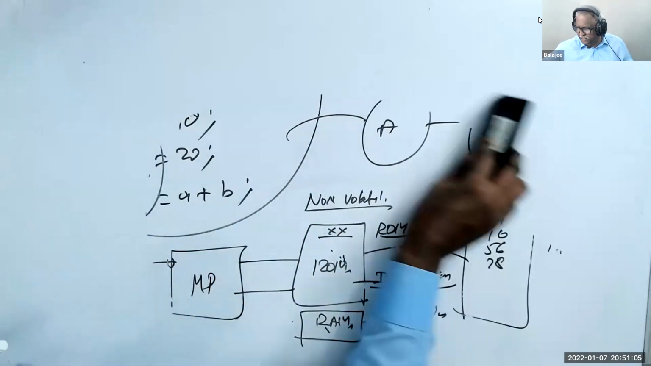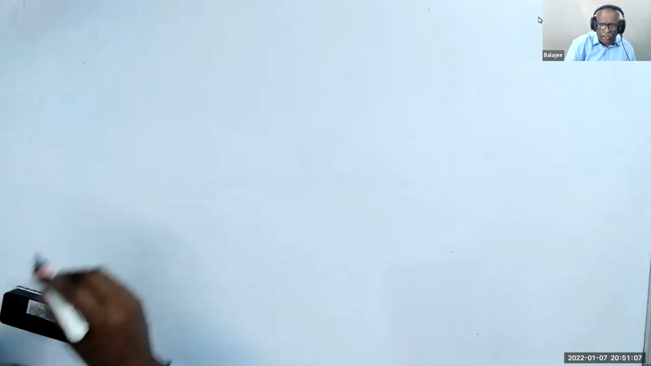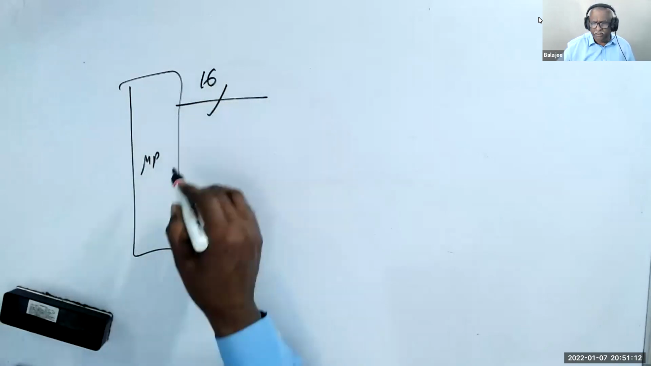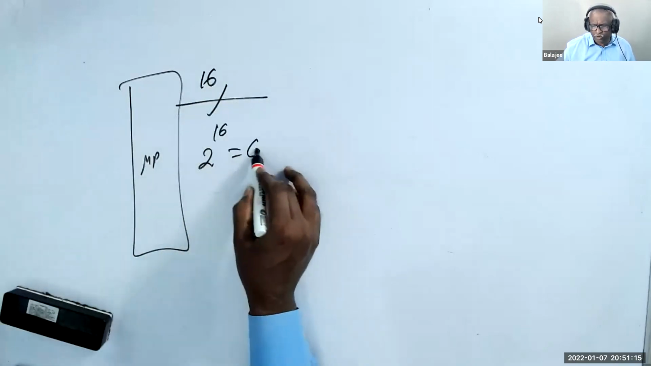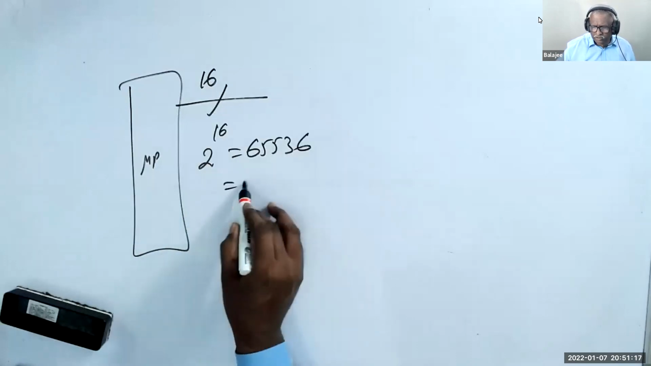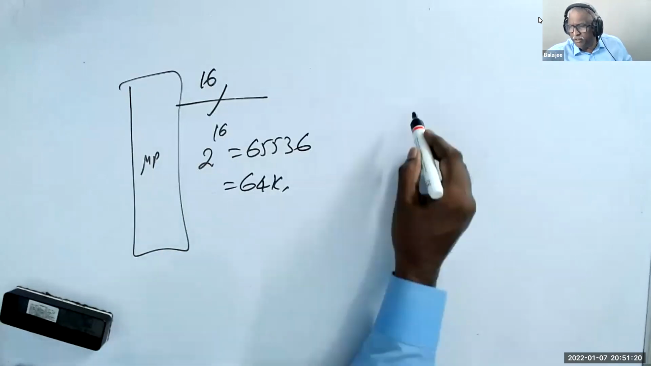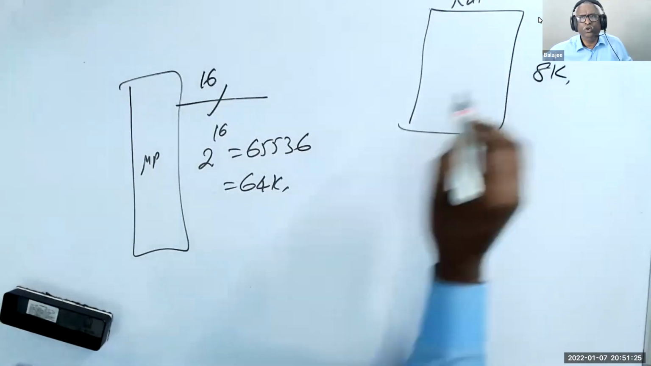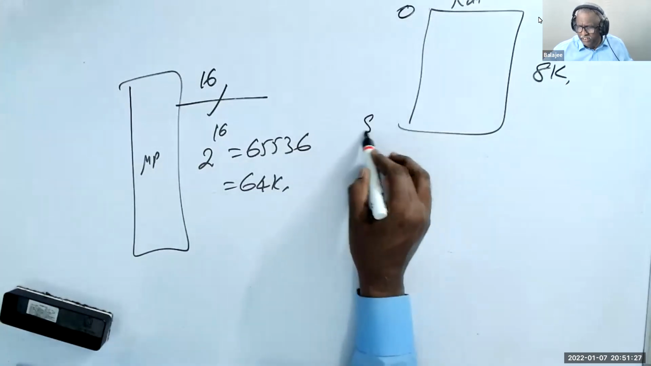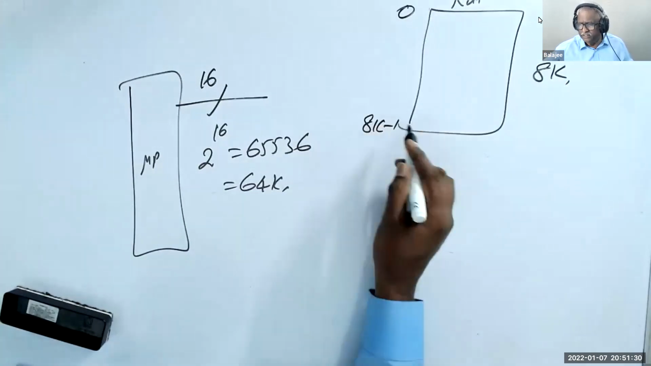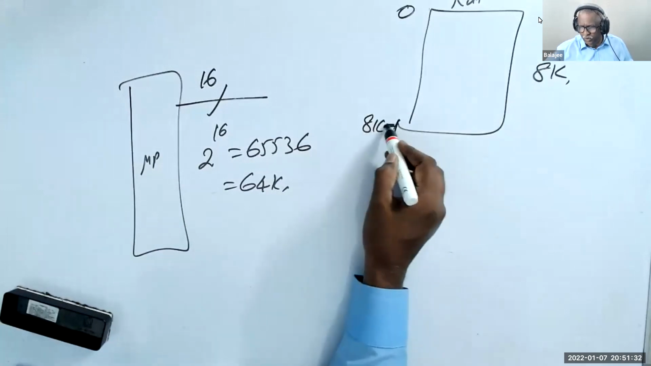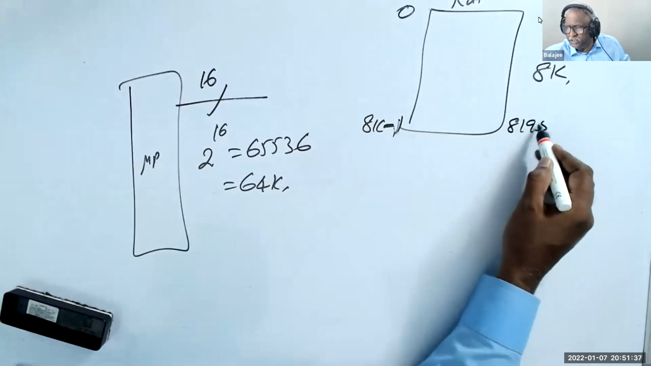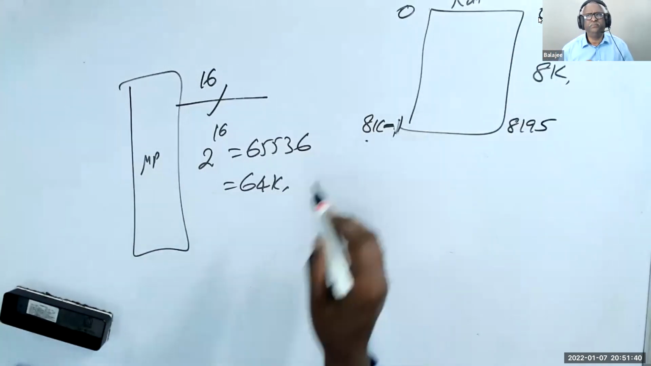Let me give you a bigger picture now. I have a microprocessor which has 16 address lines. That means 2 power 16 is 65,536, or 64K. Now, I have a ROM of 8K. So I start from 0 to 8K minus 1, because the starting is always from 0. In decimal terms, 8191. But we'll do it like this.